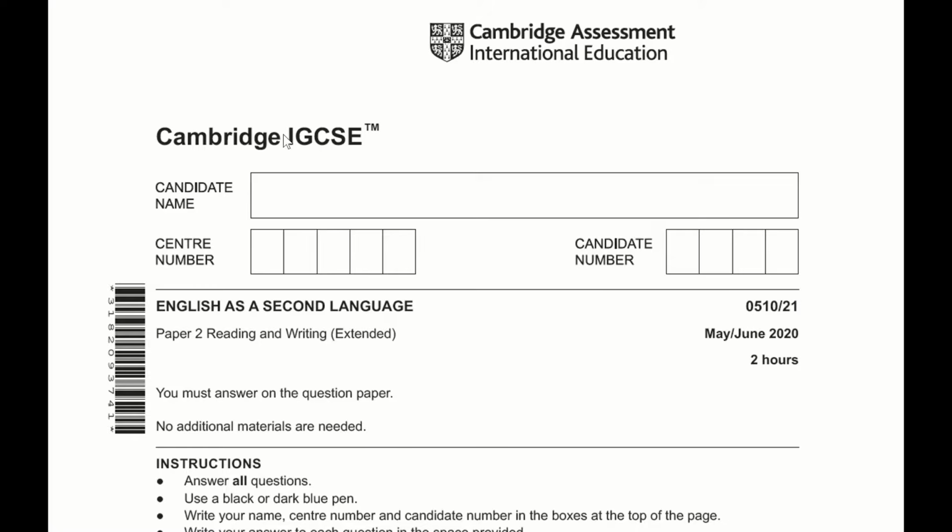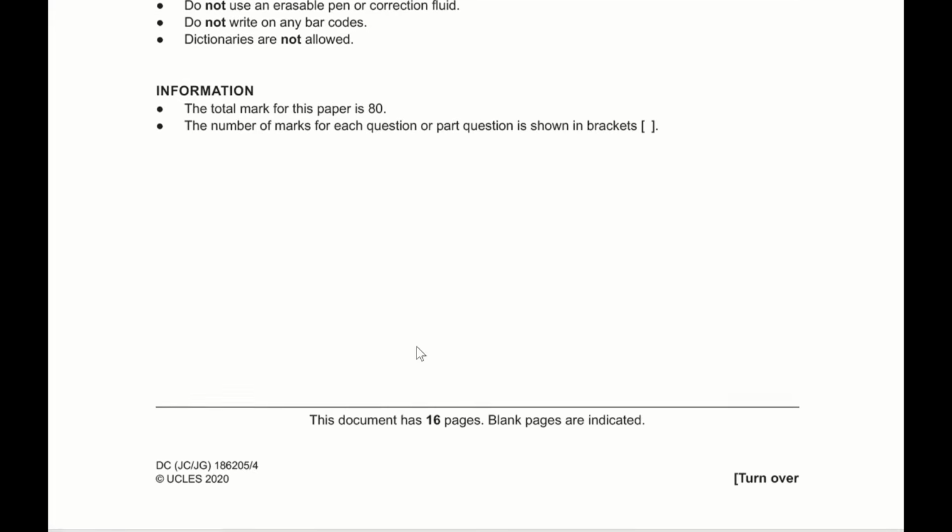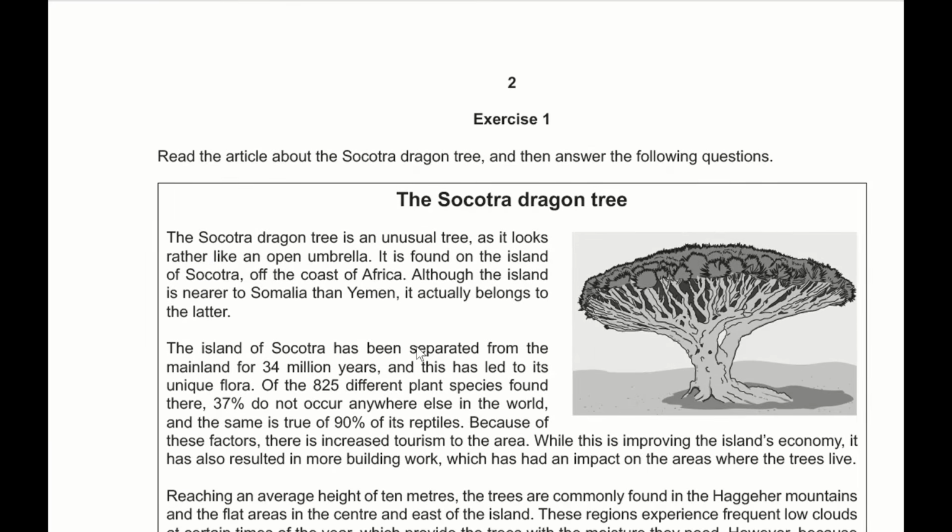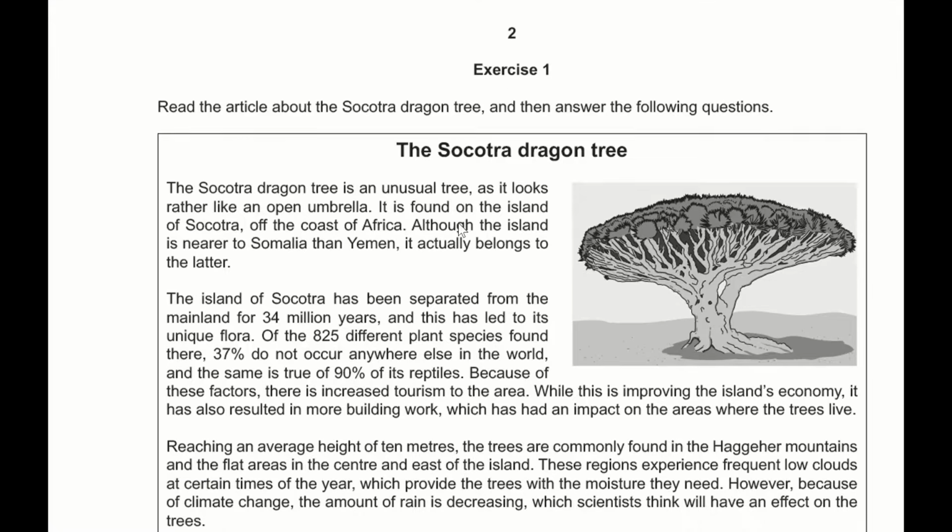Today we're going to cover Cambridge IGCSE English as a Second Language Paper 2, reading and writing. We're going to use the extended paper to model the answers on. However, if you decide to go ahead and do the core paper, practically everything that I show you for today's session, which is going to be focused on exercise 1, will also be applicable to you regardless of whether you do extended or core.